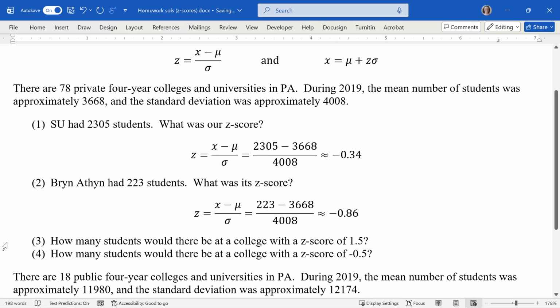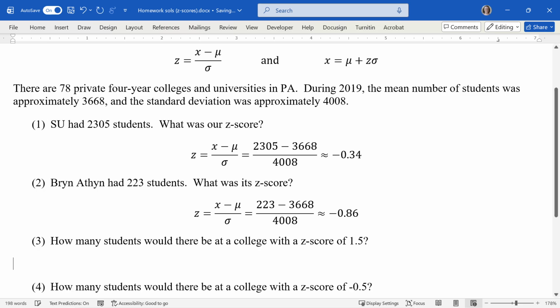So how many students would there be at a college with a z-score of 1.5, and then the same question but with negative 0.5? For this, you're going to use the other version of the equation where you create a data value using a z-score. It doesn't have to be a real z-score, it could be a made-up one like this. There's probably not a real college that has this z-score. So we're going to use this version of the formula where it's solved for x, and we're going to plug in everything except x, because that's what we're trying to find.